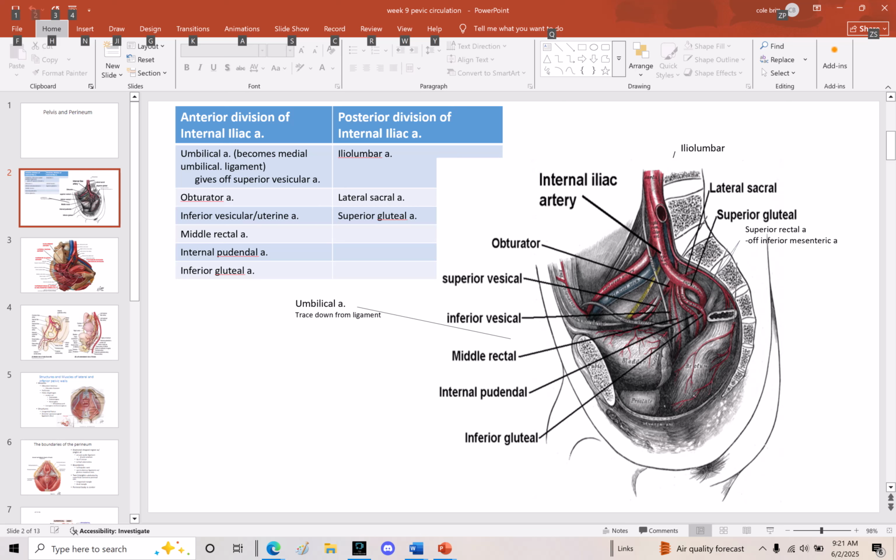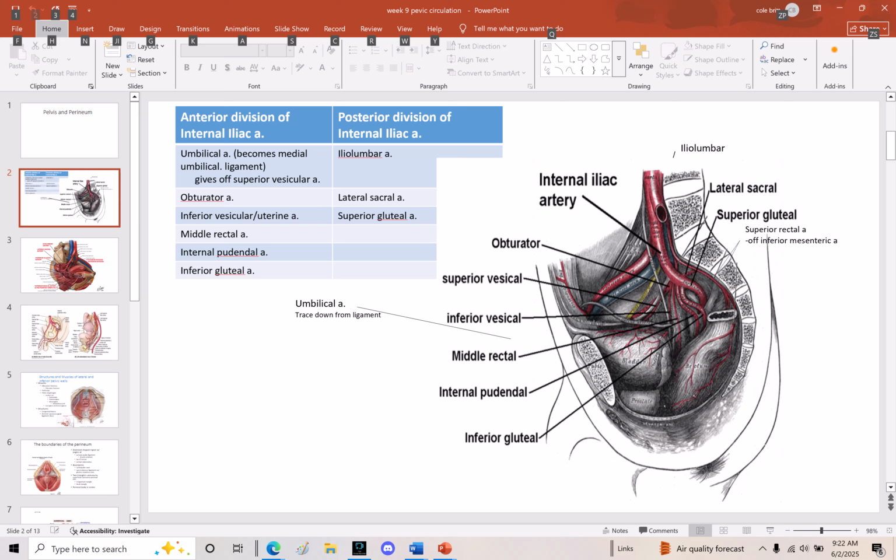Now, supposedly, if you are following the textbook like you're supposed to, your pelvis following the textbook, you're going to have an anterior and posterior division of the internal iliac. Not everyone necessarily has this. Sometimes people don't necessarily split into this. And if you don't, that's fine. You're still going to have arteries going where they need to go.